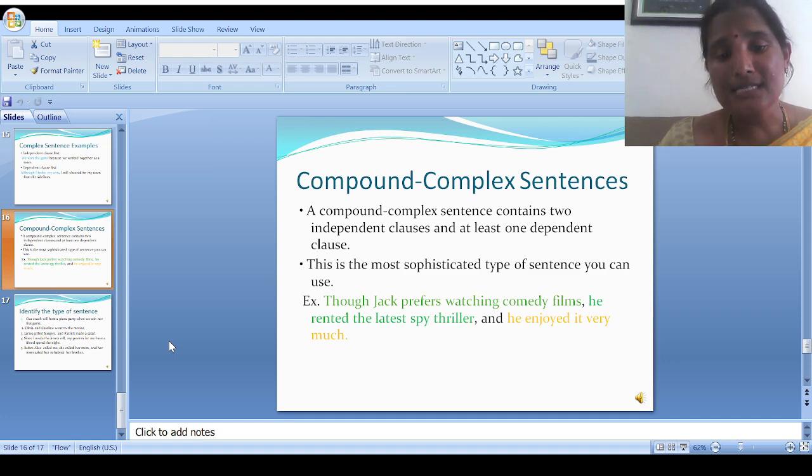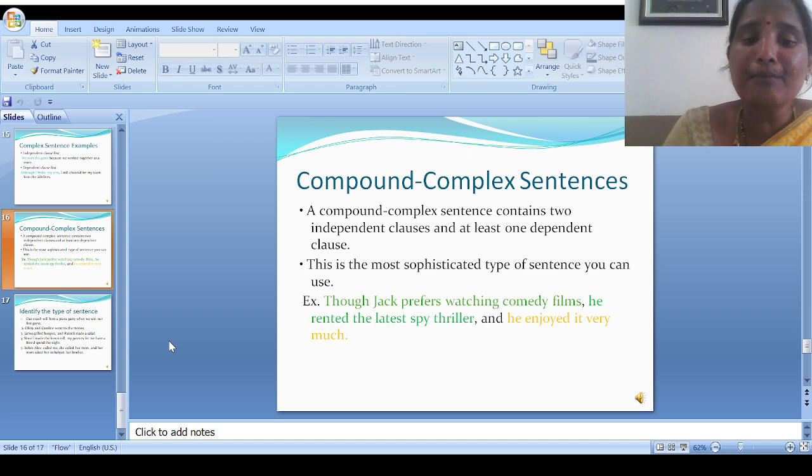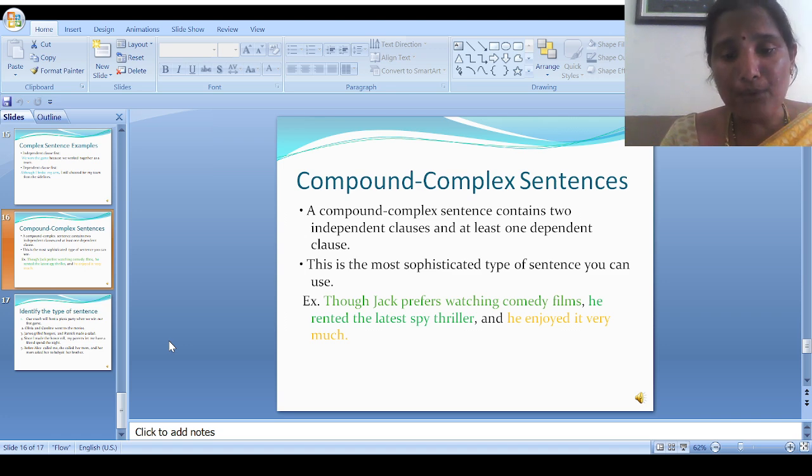Compound-complex sentences. A compound-complex sentence has the qualities of a compound sentence and a complex sentence in the same sentence. A compound-complex sentence contains two independent clauses and at least one dependent clause. This is the most sophisticated type of sentence you can use. Though Jack prefers watching comedy films, he rented the last spy thriller and he enjoyed it very much. I'm joining it with the conjunction and to make it compound, and I started the sentence with though Jack prefers, making it a dependent clause.